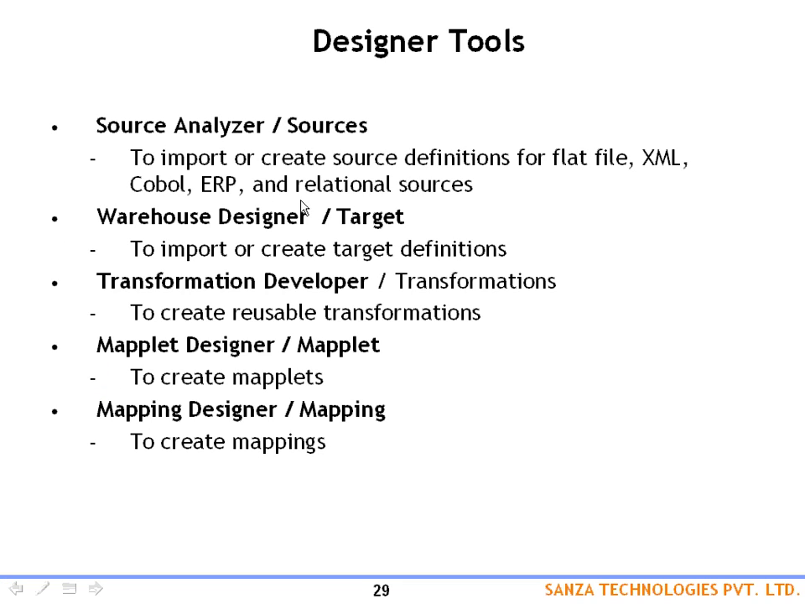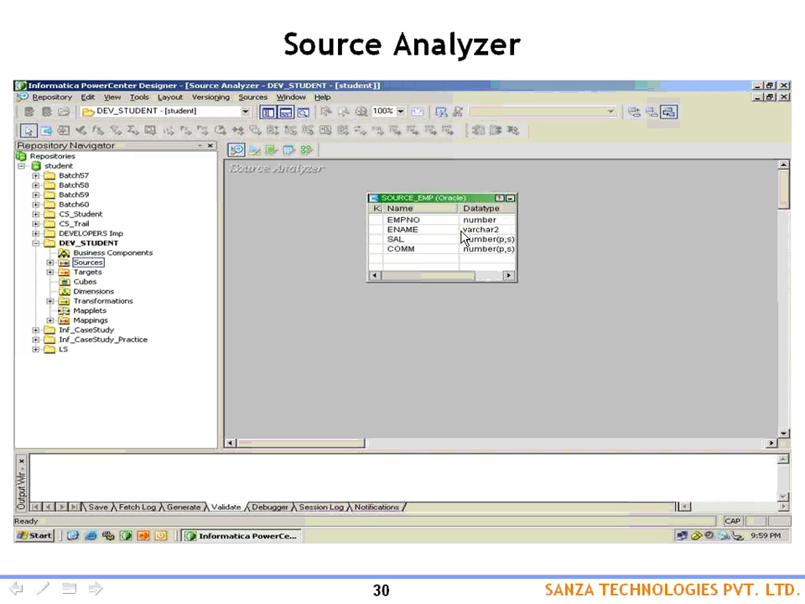In the source analyzer, you import or create a source definition. Your source can be a flat file, an XML file, a COBOL file, or an ERP or relational source. You can define your target under the warehouse designer; you can create it or you can import it. How to create and how to import, we will see now. Transformation developer is to create reusable transformations, mapplet designer to create the mapplets, and mapping designer to create the mappings. So this is the source analyzer where you define the source, as we have discussed just now.